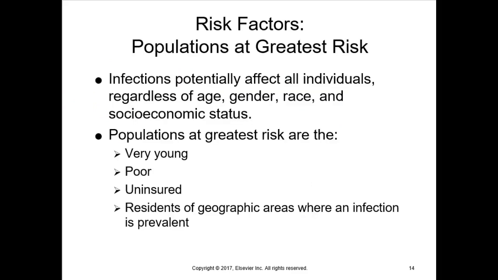So let's look at some of these risk factors. We look at the populations that are affected, and this is any population. It doesn't discriminate by age, gender, race, or socioeconomic status. Populations, though, that are at the greatest risk are the very young, the poor, the uninsured, and areas where the infection is more prevalent. So when we're looking back at some of this information, you see the uninsured or underinsured.